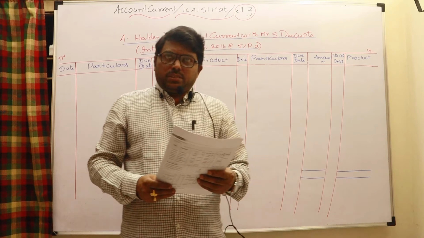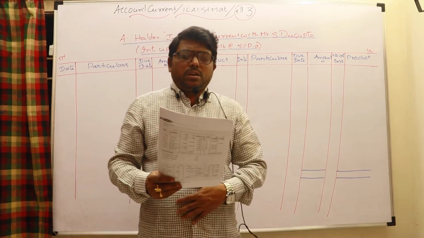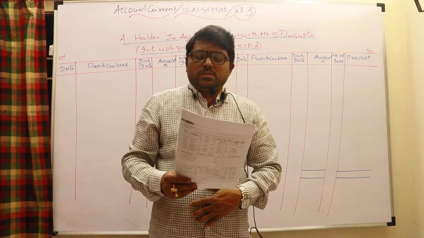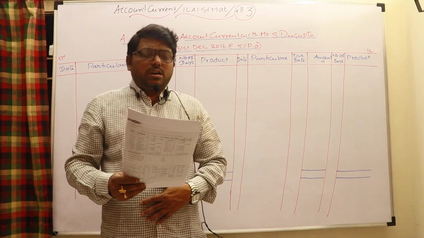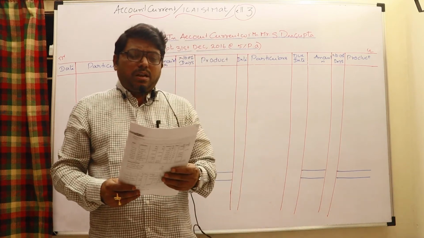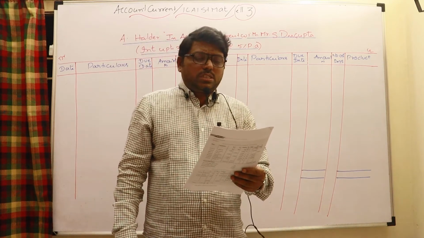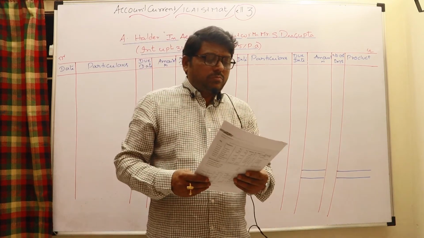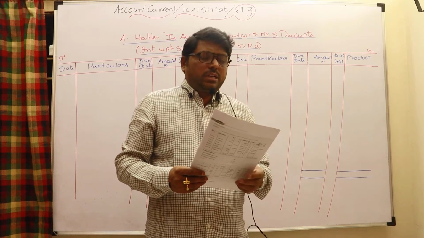So in the products method: from the following particulars, make up an account current to be rendered by S. Das Gupta to A Holder on 31st December. Interest is at the rate of 5% per annum. You have to consider 1 year as 365 days. And you are given the following transactions.